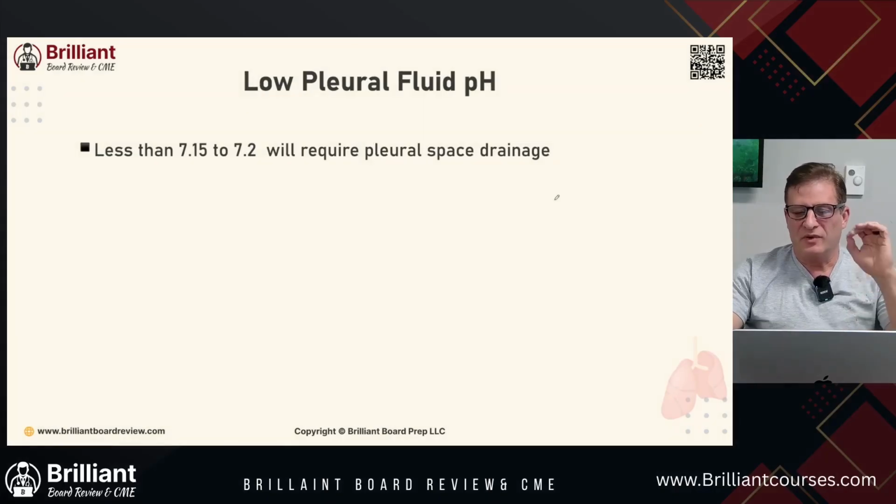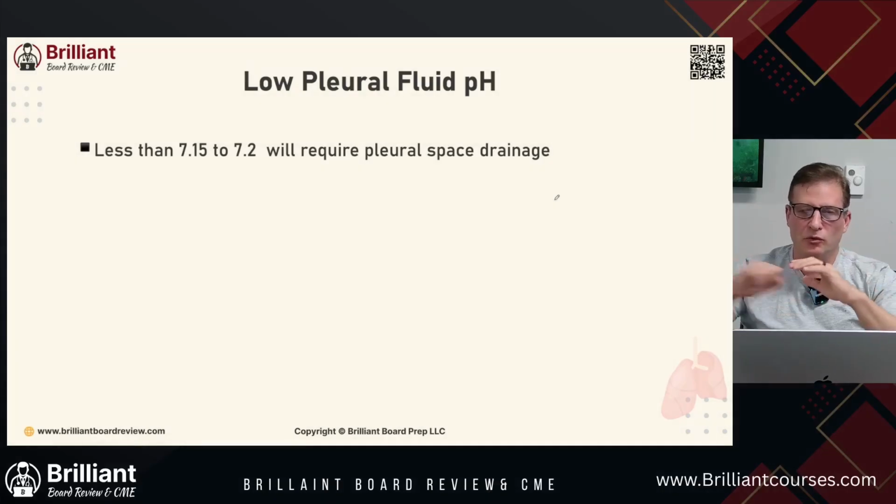What happens if we have a low pleural fluid pH? So you pull the fluid out and you send the pH to the lab, and it's less than 7.2. These are going to require pleural space drainage. As we talked about, the empyema is putting a drain in.